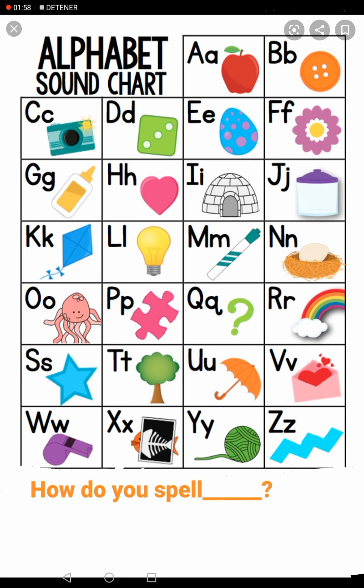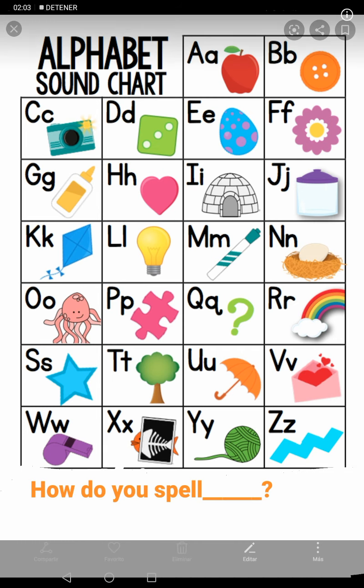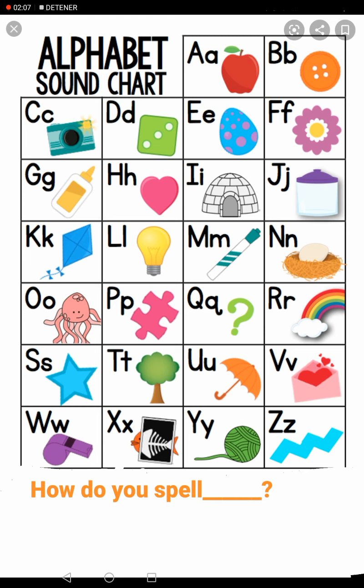For example, if you say, how do we say manzana in English? Apple. So how do you spell apple? So the answer will be like A-P-P-L-E, apple. So now you know how to write it.